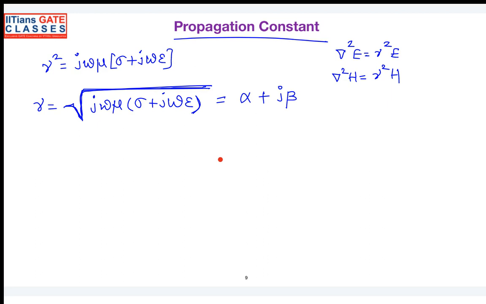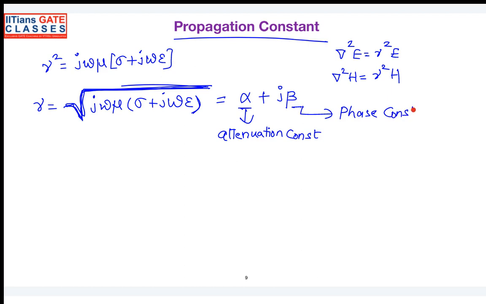Anyhow, we can see here the propagation constant, whatever I have written here. Since it is a complex number, I can express it as some real part plus imaginary part. The real part indicates the attenuation constant, so I can call it the attenuation constant, and this beta is called the phase constant.